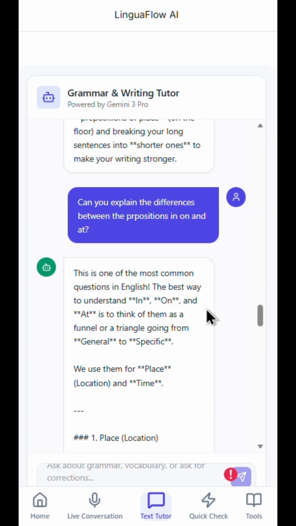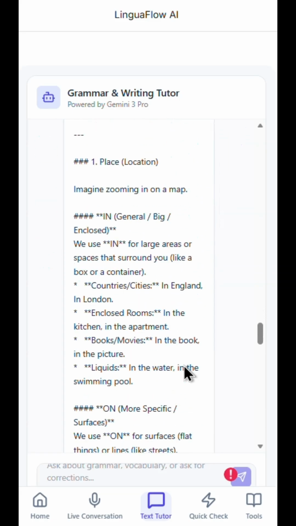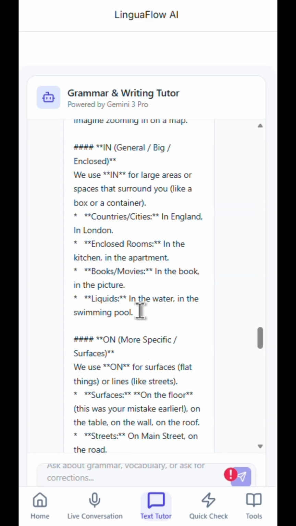The best way to understand in, on and at is to think of them as a funnel or a triangle going from general to specific. We use them for place, location and time. So with place, imagine zooming in on a map. In: general, big, enclosed, like countries, in England, in London, enclosed rooms, in the kitchen, in the apartment, books and movies, in the book, in the picture, in the water, so liquids, in the swimming pool.